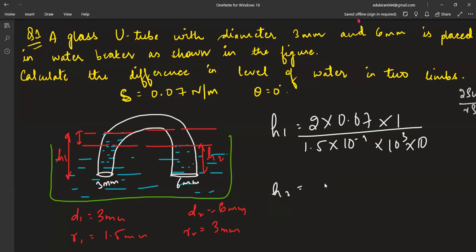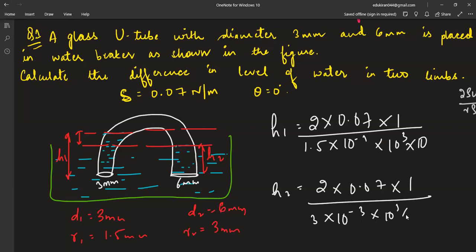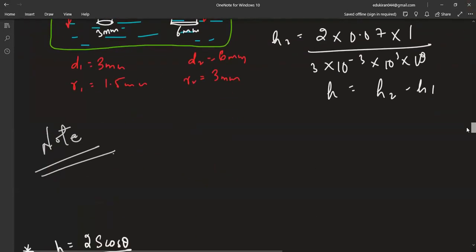Similarly, when you are calculating h2, 2 into 0.07 into 1 will be there. But radius will be 3 into 10 to the power minus 3, into 10 to the power 3, into 10. Now you have to find out h, that is h2 minus h1. That's it. That's the height difference which you have to find out. Fine. This is how you have to calculate. One note point, class.